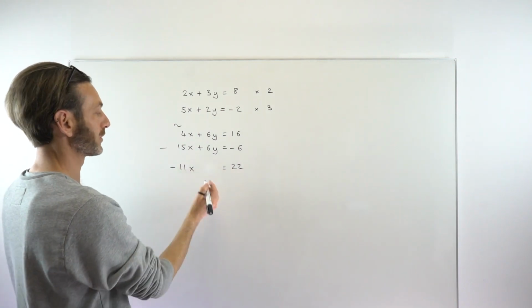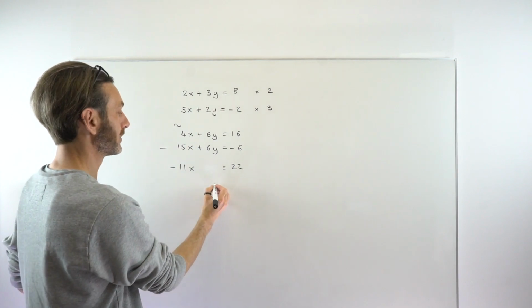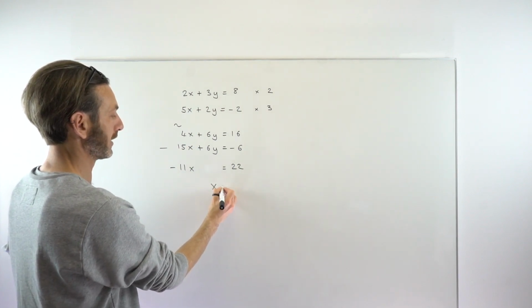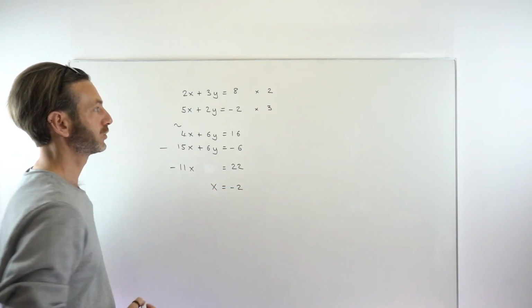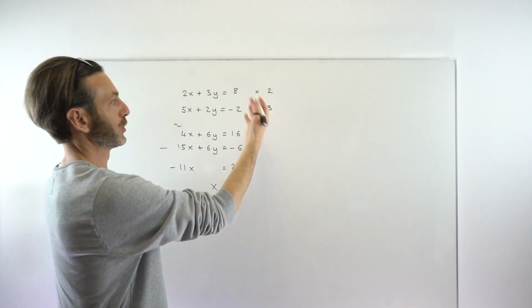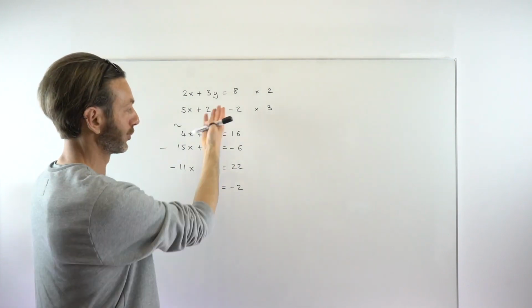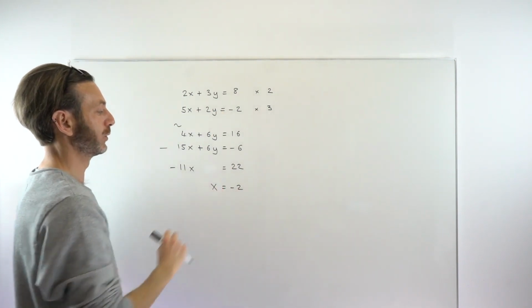Dividing both sides by negative 11, remember this is just a normal equation at this point, we'll get x equals negative 2. It's good practice sometimes to label your equations 1 and 2 and explain what you're doing as you do the working, but I'm just going to go through the actual working part. So x equals minus 2.